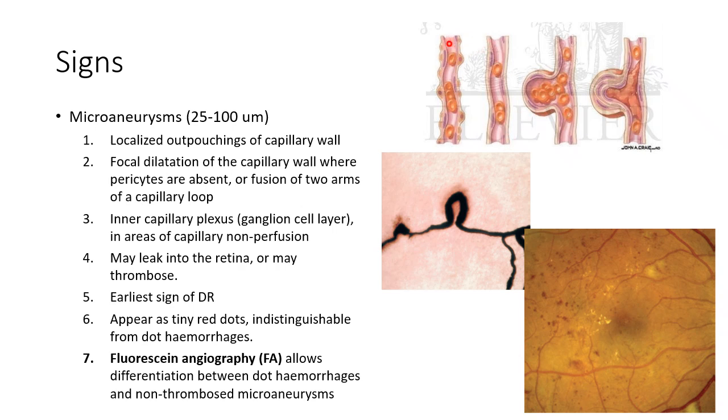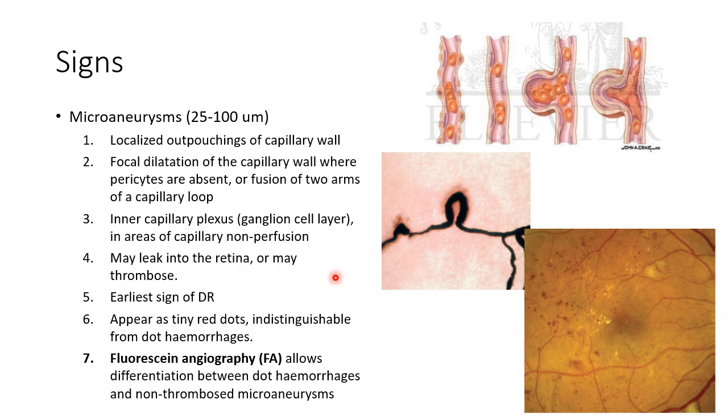So you see, this is a blood vessel wall, a capillary, a small vessel. There is a weakening, there is loss of pericytes, and there is an outpouching happening. Sometimes this outpouching pinches off from here and becomes a microaneurysm. So focal dilatation of the capillary wall happens wherever pericytes are absent. Or sometimes fusion of two arms of a capillary loop can also happen.